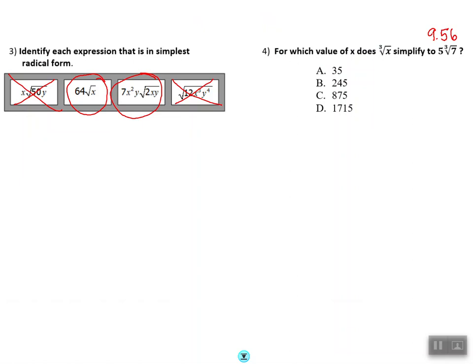Now, I want to know cube root of which of these numbers will give me 5 cube root of 7. So I'm going to type cube root of 35, cube root of 245, cube root of 875, and cube root of 1715 into Desmos to see which one gives me 9.56.